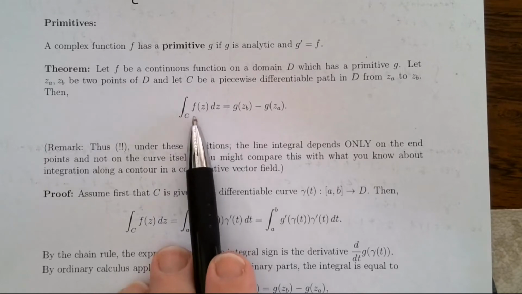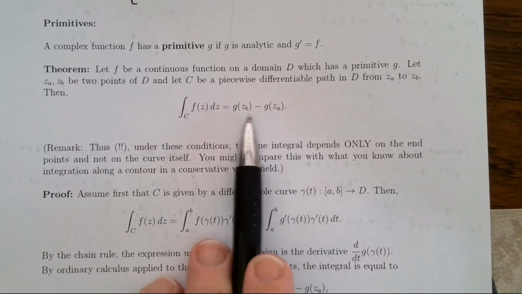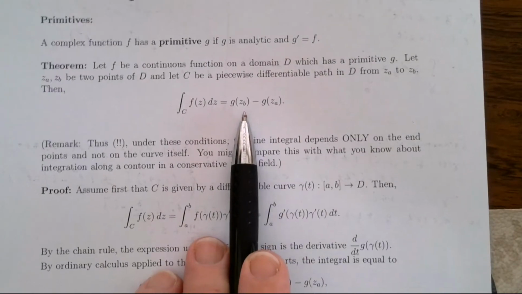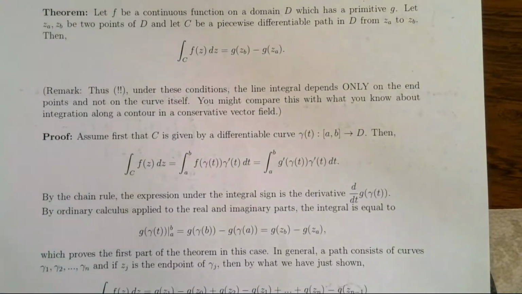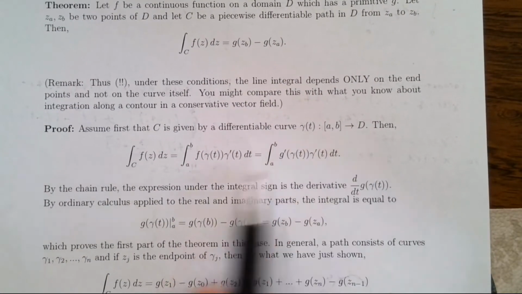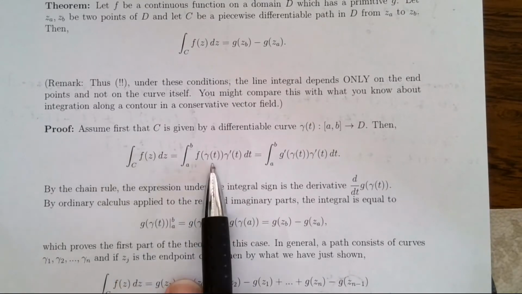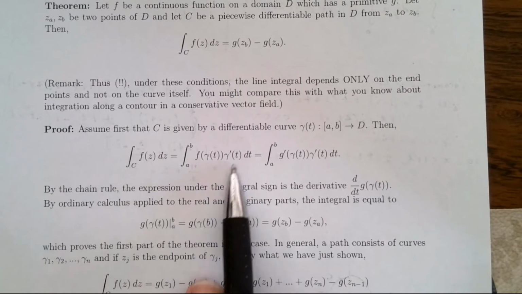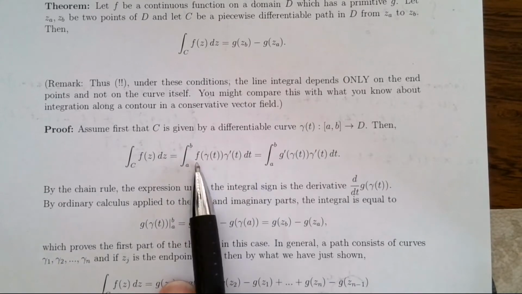If f has an analytic primitive, then to work out the integral of f, we just need to find the primitive, put in the endpoints of the contour, and subtract. And that'll be contour independent. So firstly, we're going to assume that C is a given differentiable curve, gamma of t, mapping [a,b] into our domain. Then there's our definition. We can replace the z with gamma of t, and we replace the dz with gamma dash dt. Now in this case we have a primitive, so f is g dashed.